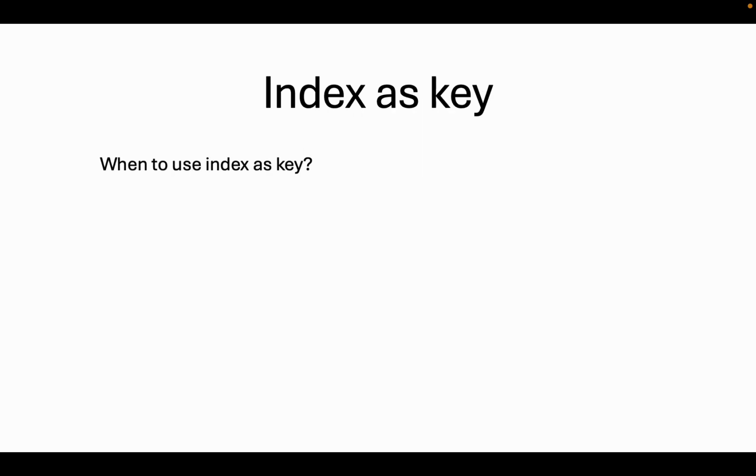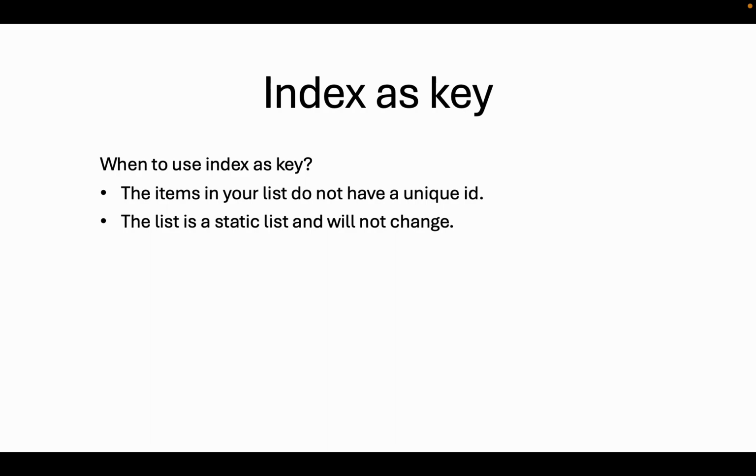Let me tell you when you should use index as key. The first one is the items in your list. You should use index as a key only in case there is no unique ID available in your list. Only at that time can you go with index as key. Second thing, the list must be static and not changing dynamically. Your list should be static, it should not change at runtime.